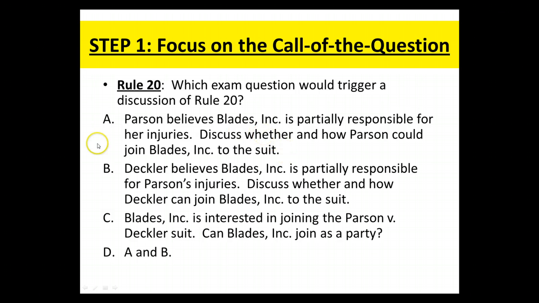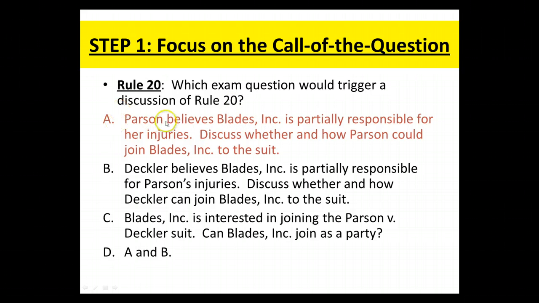All right, so looking through these, think who can do the joining, who are they trying to join, and the rough standard. Which one triggers Rule 20, or which ones? The answer is A. And that's because Rule 20 is a rule the plaintiff can use to add people to the suit.